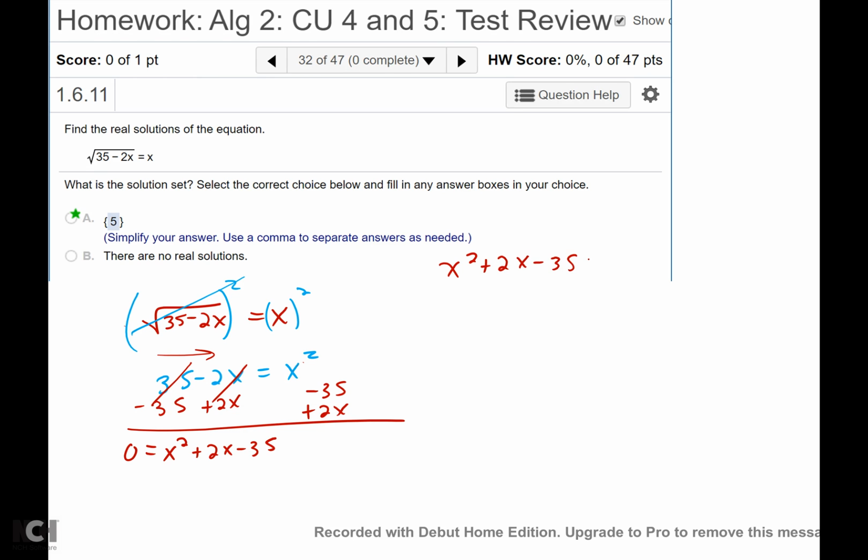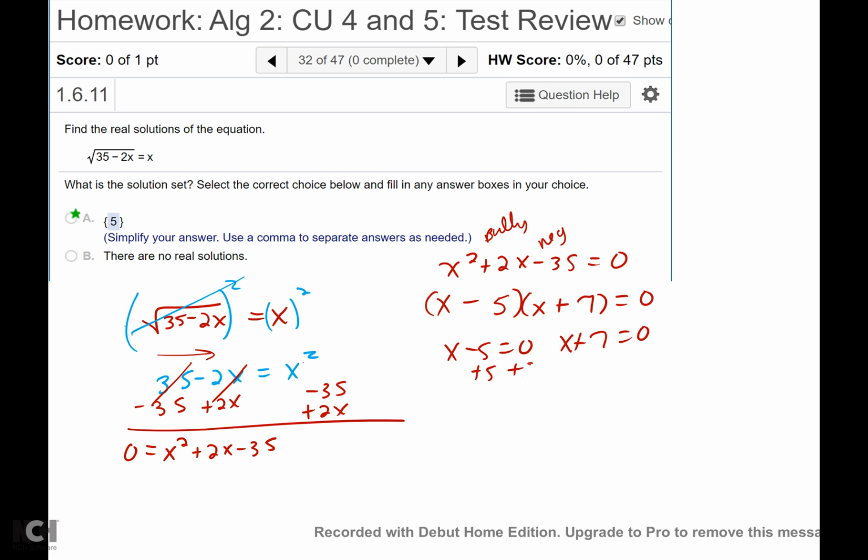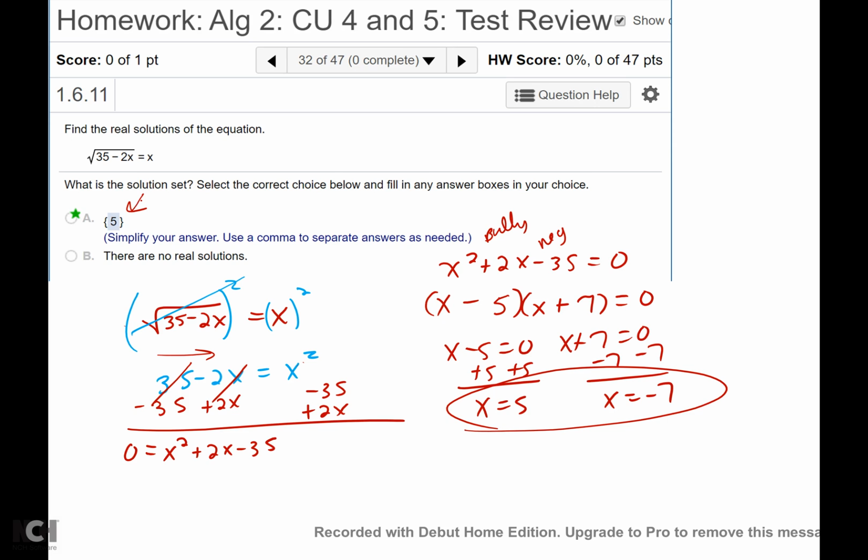A is 1, so x times x is x squared. Factors of 35 that make 2 would be 5 and 7. Since c is negative, only the bigger one gets the plus and 5 won't. Set them to 0. Add 5, x equals 5; minus 7, x equals negative 7. Those are my 2 answers, so why did they only give me 1? Remember, anytime you have radicals, you have to check your solutions for extraneous ones.